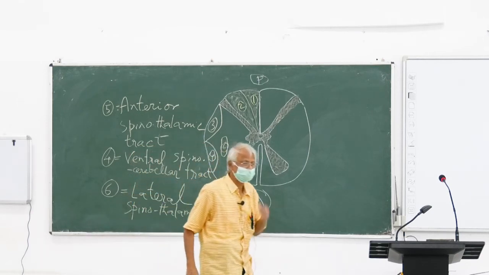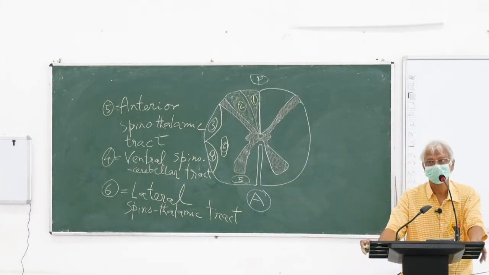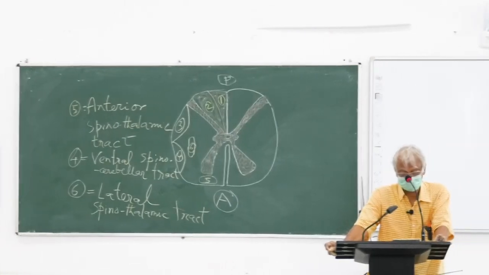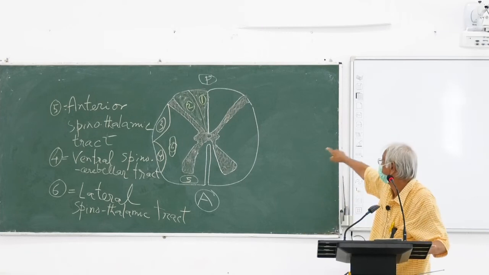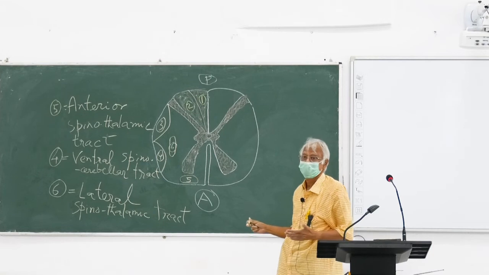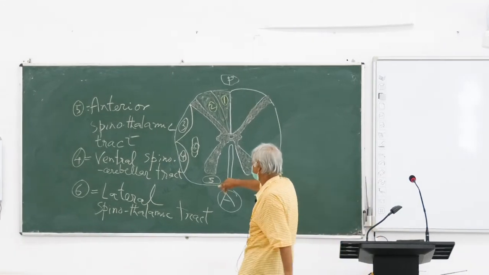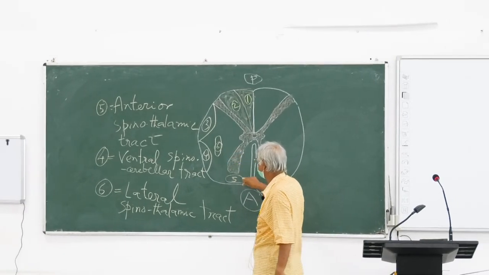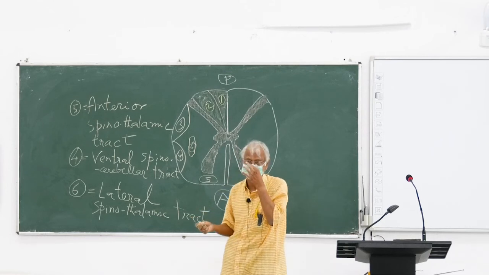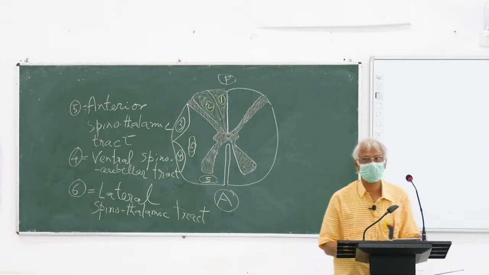Fasciculus gracilis and fasciculus cuneatus together, that means the tract of Goll and tract of Burdach, these two, 1 and 2, together you can call the posterior spinothalamic tract. This is the lateral spinothalamic tract, this is the anterior spinothalamic tract. Very simple, only 6 ascending tracts you have to remember.